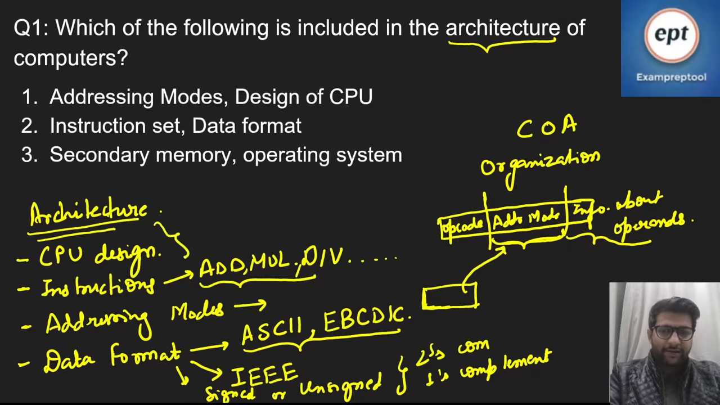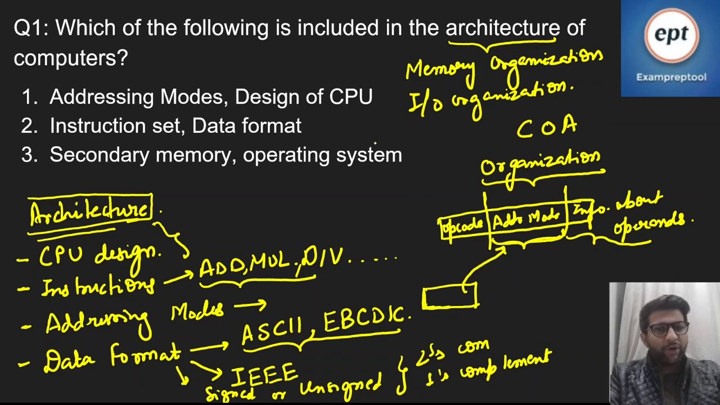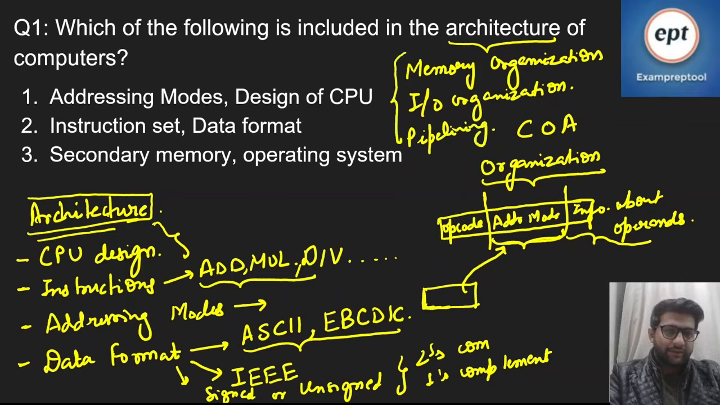So these are all designed by the architect, like what will be the design of the CPU, what instructions the CPU will support, what types of addressing modes the CPU will support, how the data will be represented in that particular CPU. So these are part of the architecture, right? And organization, what organization means is how different components of a computer will interact with each other. So organization includes the memory organization, the IO organization, right? And how we can make this particular computer more efficient. So concepts like pipelining, right?